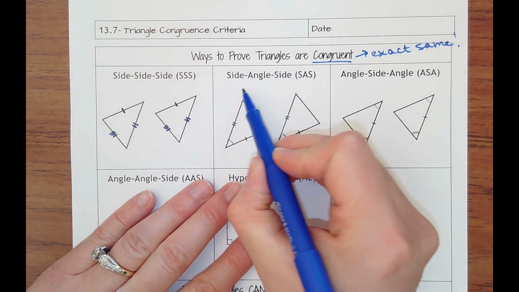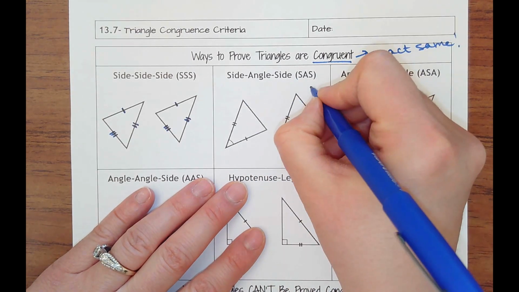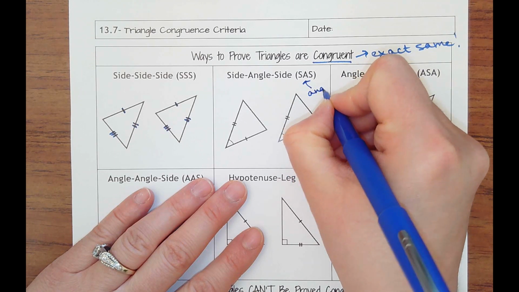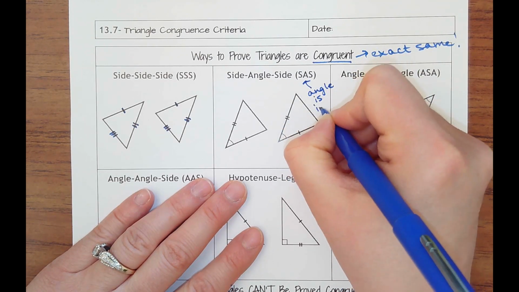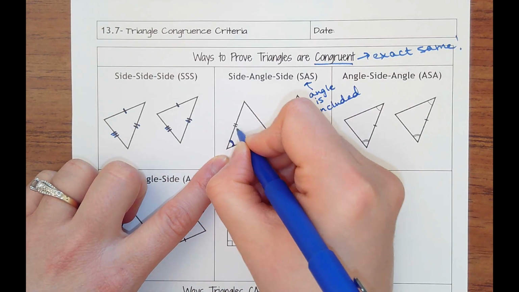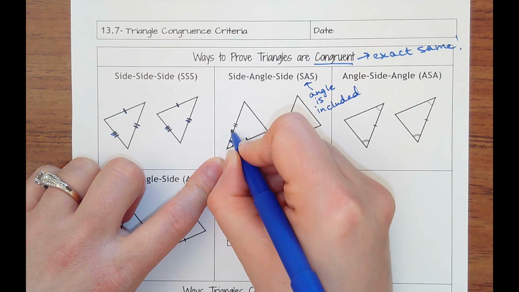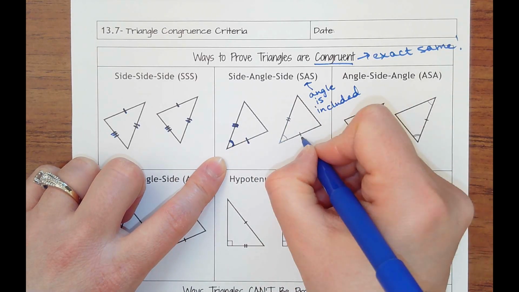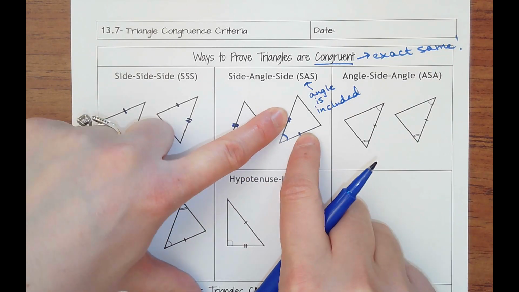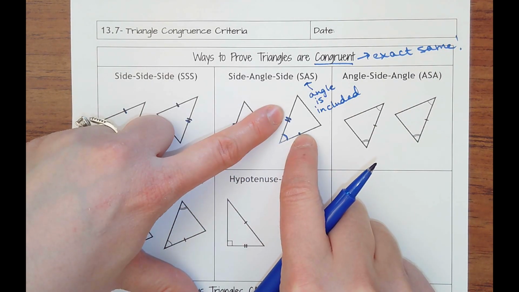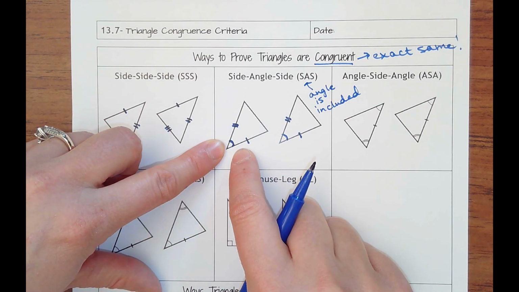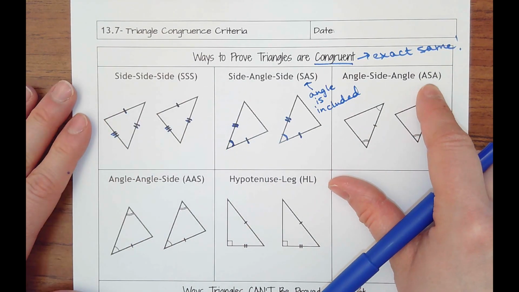The next way is side, angle, side, and it has to go in this order. The angle is between the sides because the angle is, they call it included. Included means my angle is here, so I would read it side, angle, side. The angle is formed by the two sides that we're talking about are the congruent pairs. That would be sufficient.